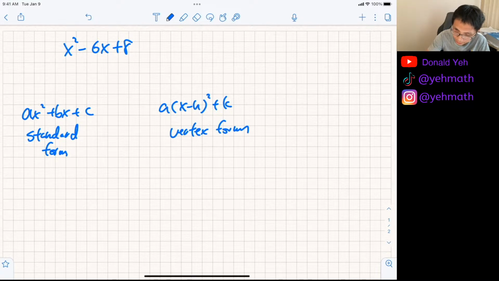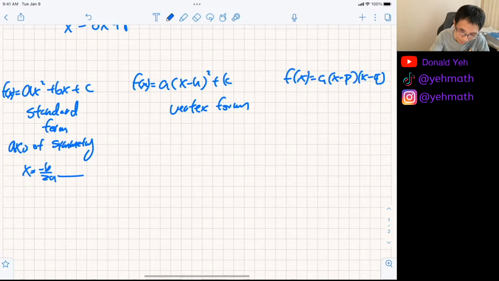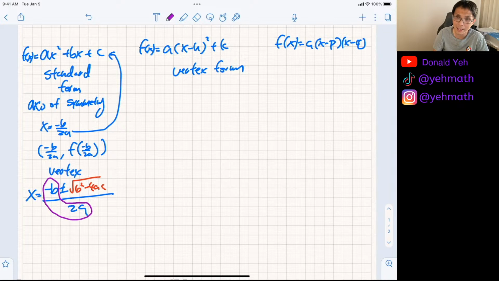And you should get x minus p and x minus q. So negative b over 2a. You can plug it back into the original equation. You're gonna get a coordinate. So negative b over 2a, comma extent. So you can get the axis of symmetry.